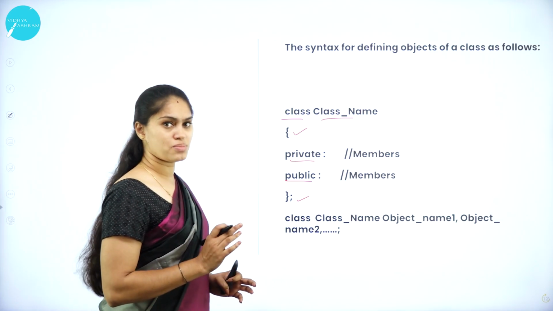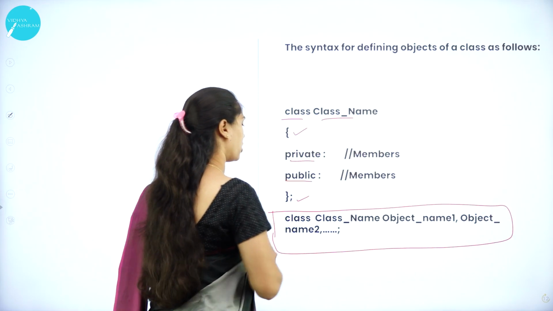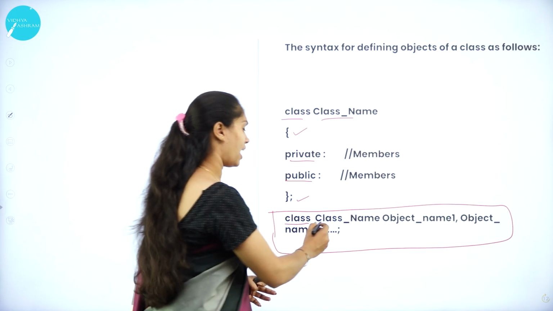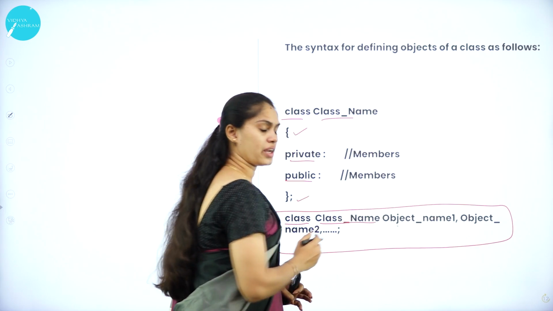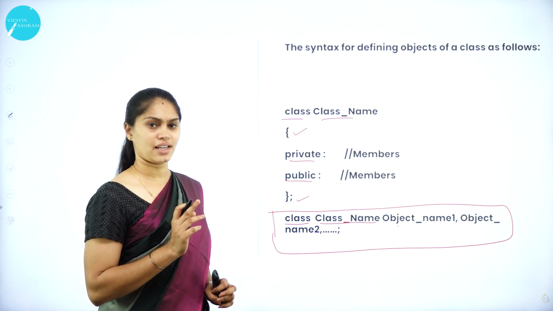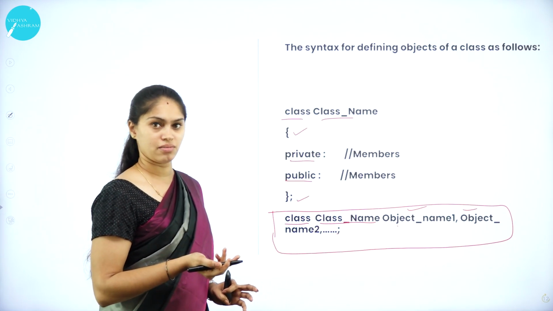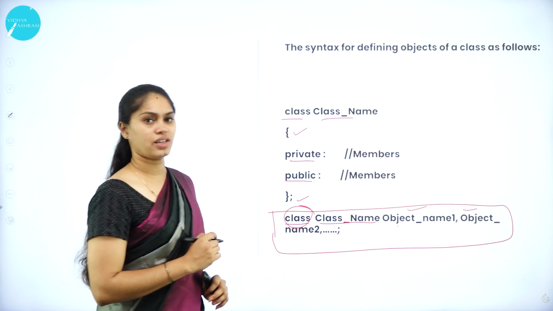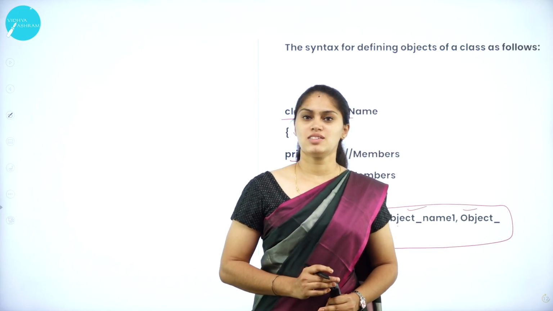So how to define an object for a particular class? Here we have a syntax. The class keyword, then I need to specify the class name and object name 1. How many objects can be created? It can be n number. Any number of objects can be created, so this is object name 1, object name 2, up to object name n. And you have to remember one thing: here the class keyword is optional. You can also use the class keyword while defining an object, or else you can leave it out.